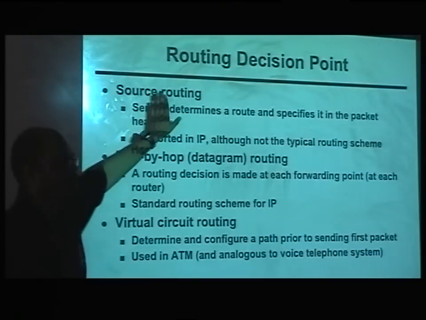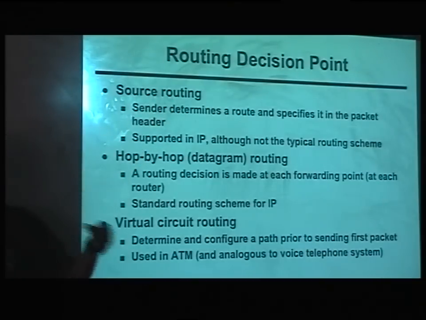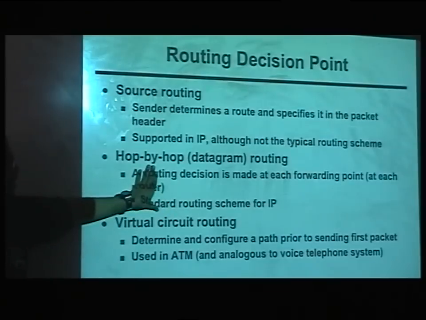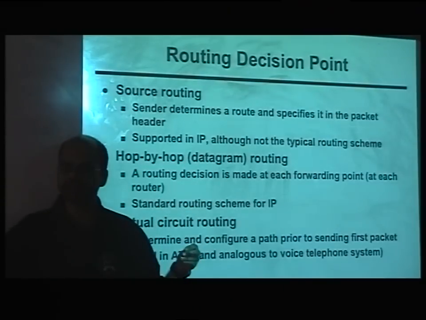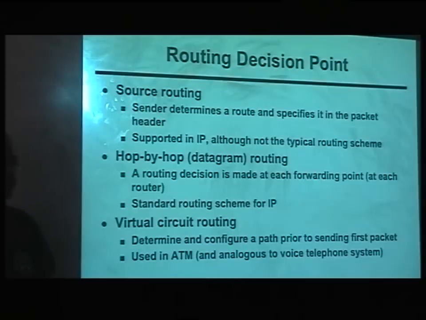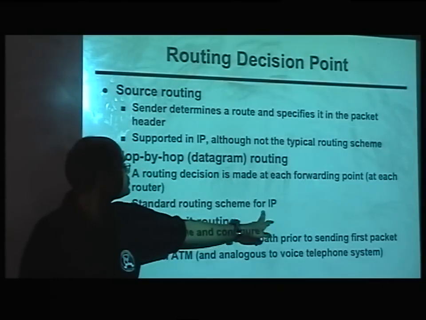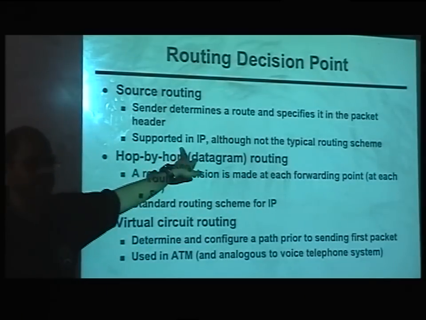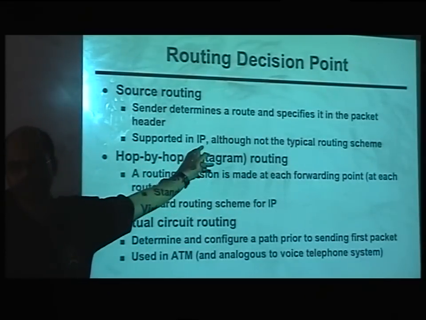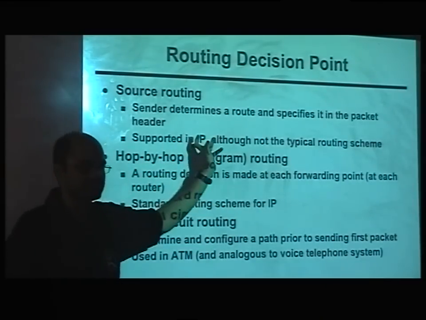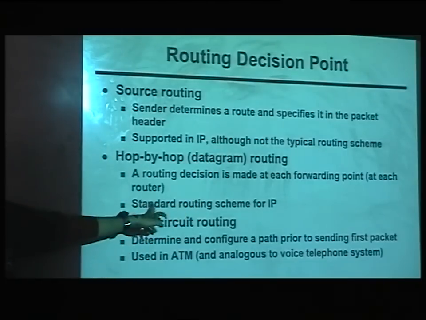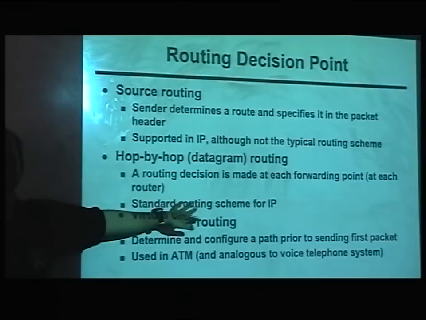So in source routing, the source finds out the entire route and sends the packet. The packet will go on the same route all the way to the destination. In hop by hop routing, the source doesn't know the entire route. It just knows the next hop, and it's called hop by hop routing. This is typically used in IP. This is supporting the IP protocol.